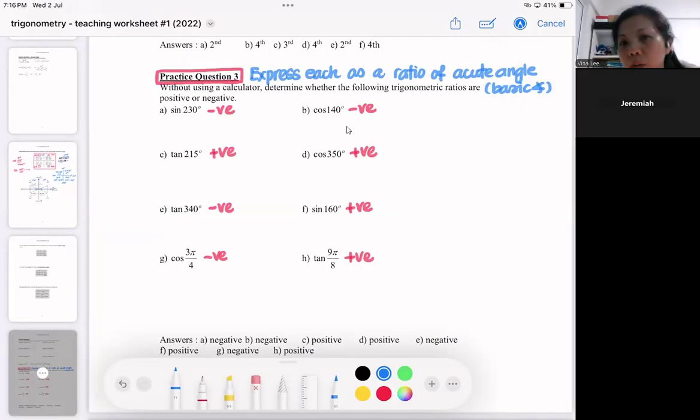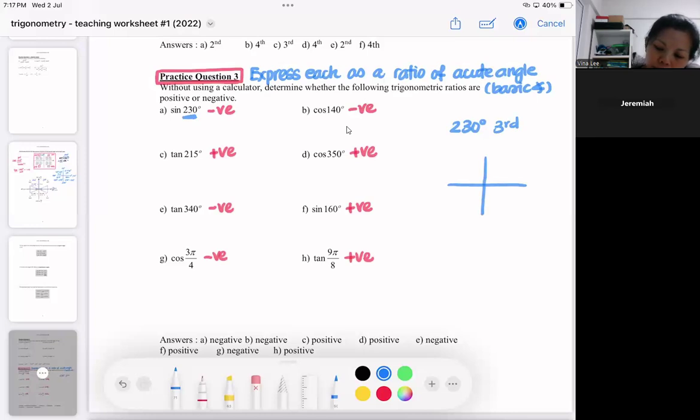Okay, so Jeremiah, if you take note, every angle will have a basic angle. For example here, 230. Where is the basic angle? By now, you already know that 230 is in the third quadrant. So in the third quadrant, if you draw until here, that is 230 degrees. So the basic angle is this.